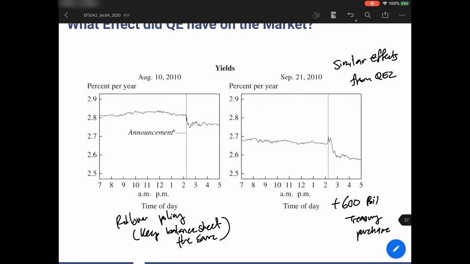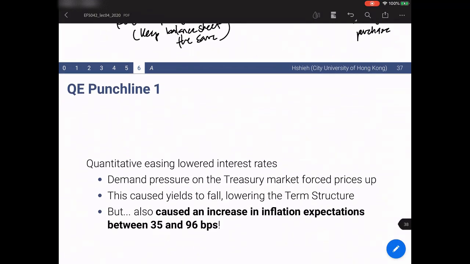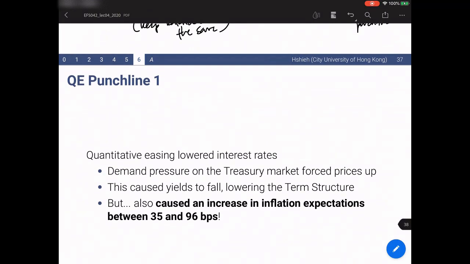Okay, so let's summarize the punchlines of QE. I'm going to give you two punchlines essentially, and this is more or less from the household's perspective because we haven't talked about firms yet. Okay, the firms side is a little bit more straightforward, right?